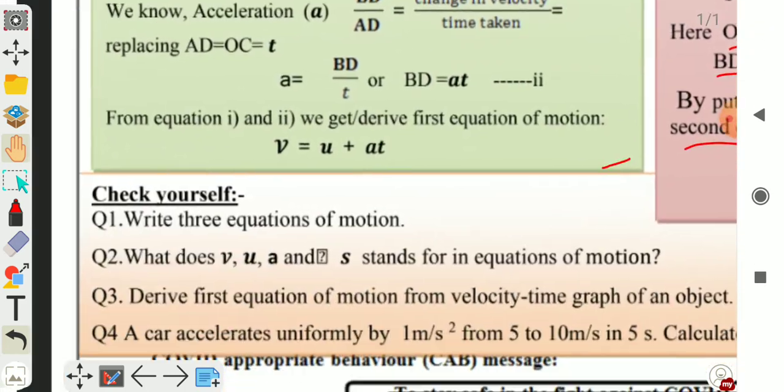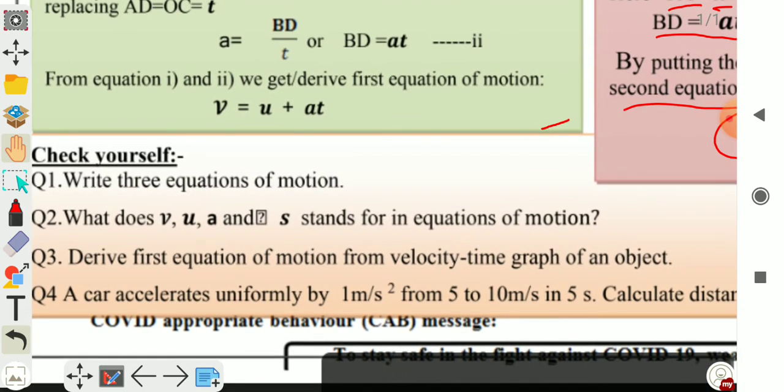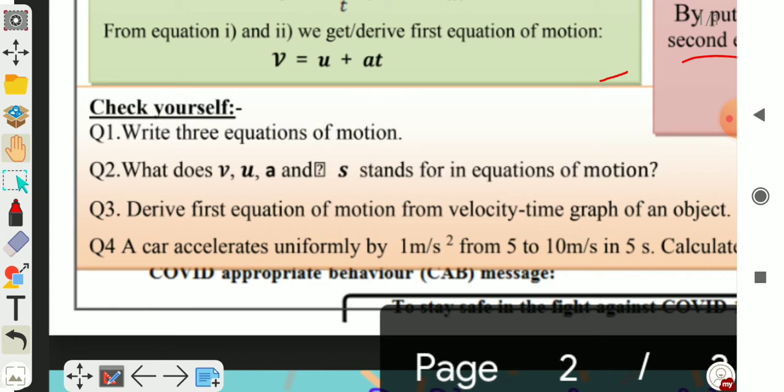Okay. Now second question. What does VUAS stand for in equation of motion? So you know V is final velocity, U is initial velocity, A is uniform acceleration, S is distance covered by an object. Derive first equation of motion from velocity time graph of an object. So you can very well know how to derive first equation, and it is also given in your worksheet.